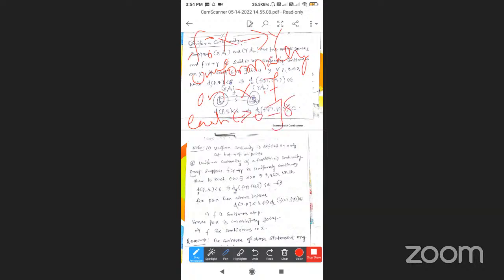there exists delta greater than 0, such that for all two points p, q belonging to capital X, with d1 on the first metric space, d1(p, q) less than delta implies d2(f(p), f(q)) is less than epsilon. That is called uniformly continuous.